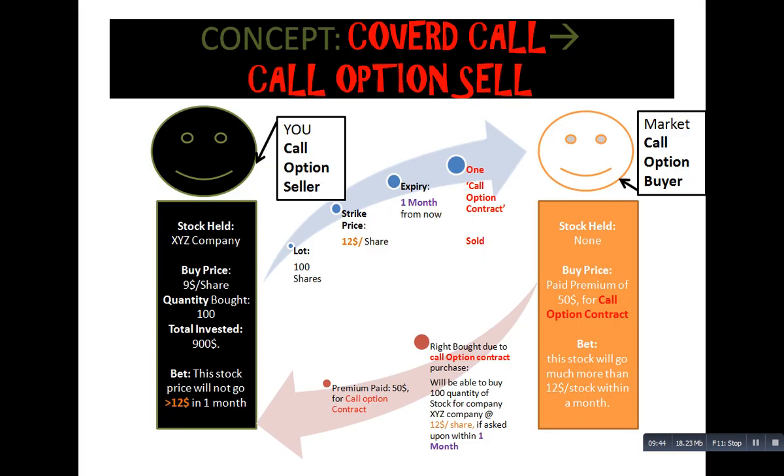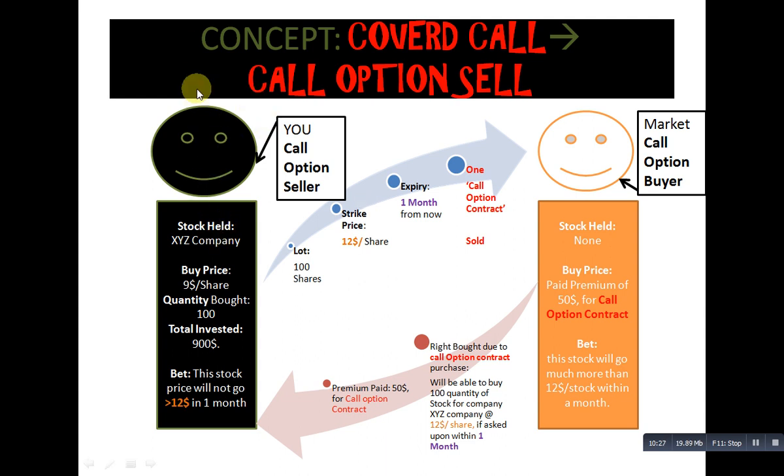Okay, so the concept of the covered call is basically selling a call option. Now I'm going to explain all that to you with the use of this diagram, and you should be able to see my mouse moving with a yellow circle. On the left side is you, the person who is going to use covered call to make money. And on the right side, in orange, is the market, or somebody who is going to buy this covered call from you. Now I'm going to explain how it works.